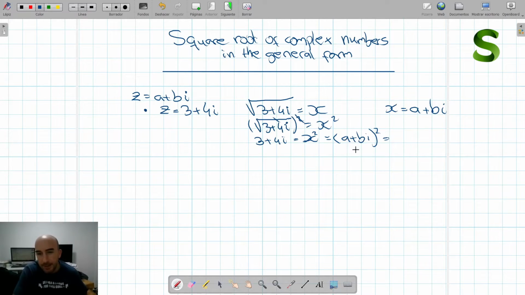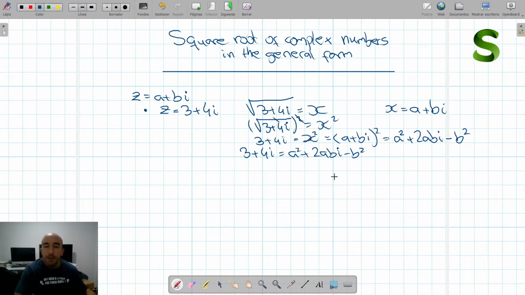That's a perfect square, so we have that (a plus bi) squared equals a squared plus 2abi plus b squared i squared, but i squared is minus 1, so we have minus b squared. Okay, so in general terms, we have that 3 plus 4i equals a squared plus 2abi minus b squared. Okay, so what do we do with this equation?